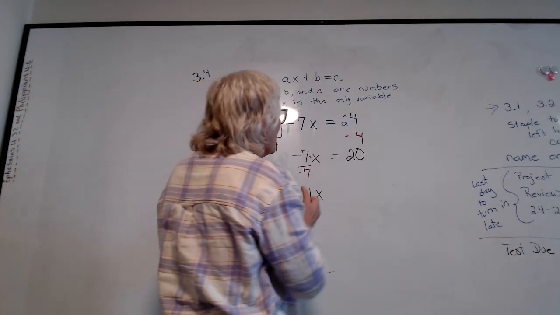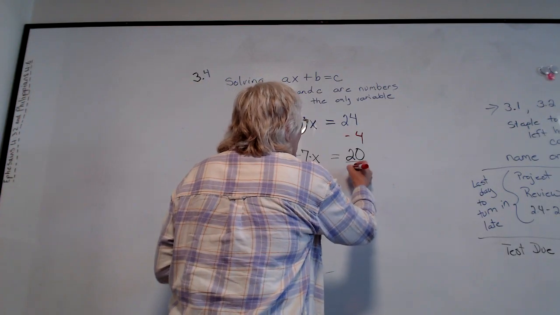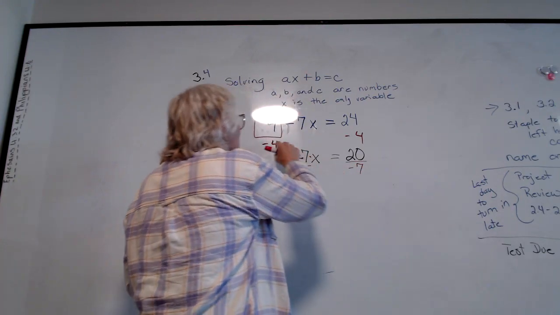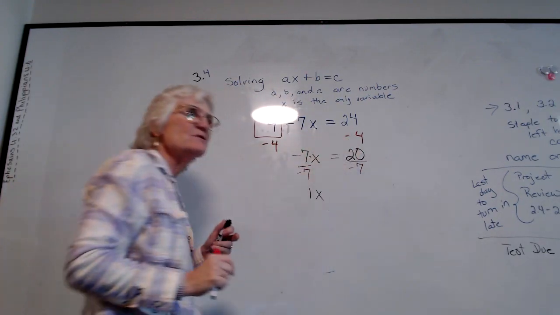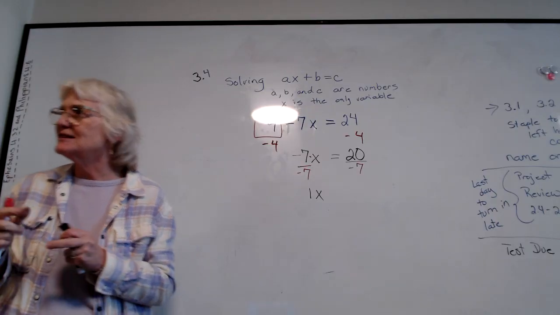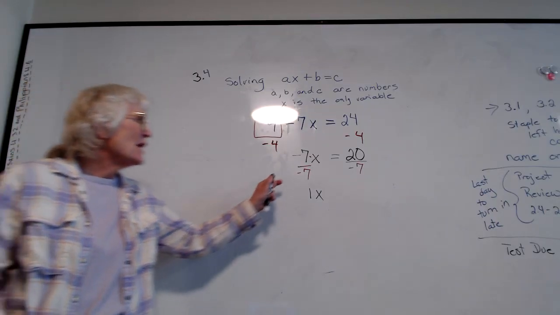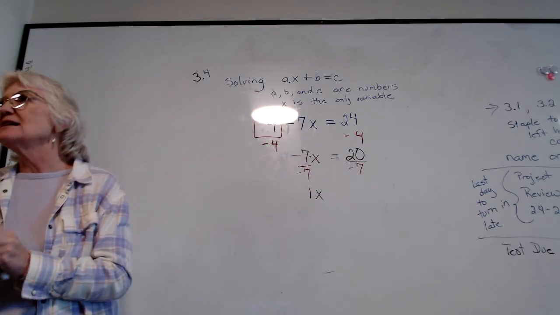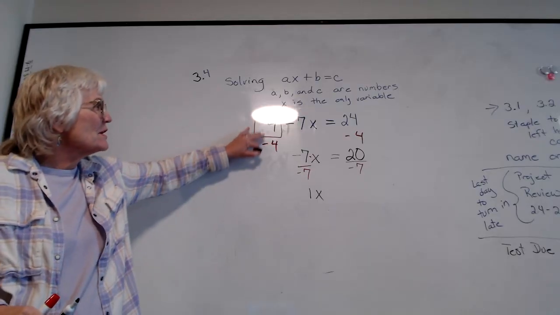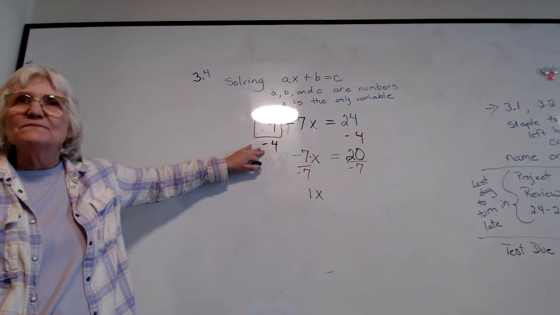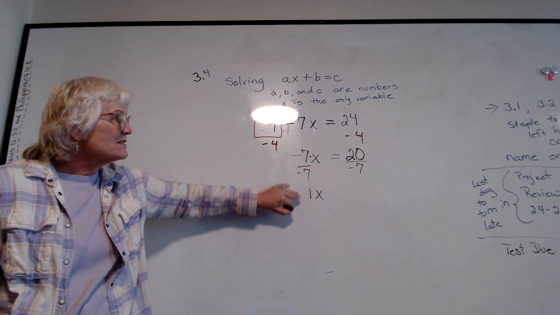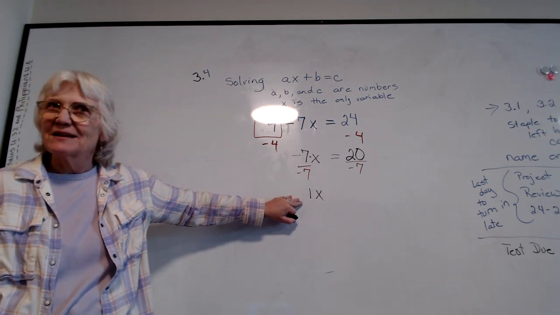Over here, I have to do the same thing. I have to divide by negative 7. So see how I subtracted 4 on both sides? I did it in different colors, so you could see it. I divided by negative 7 on both sides. First, I got rid of this to make it 0. Then I divided to get this to 1. Okay.